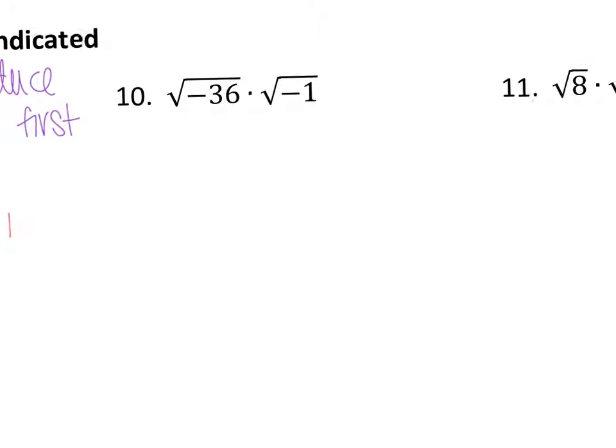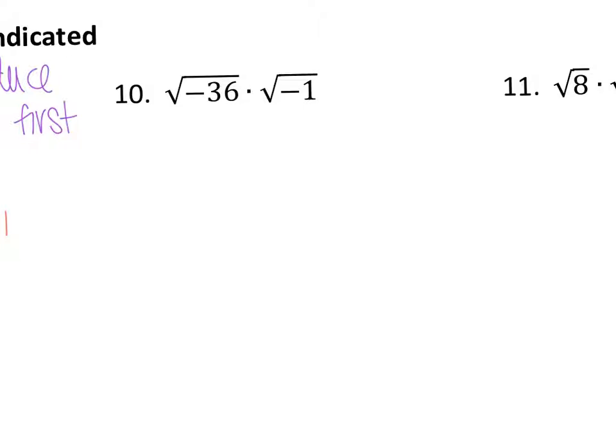Now let's move on to number 10. Number 10, I'm going to reduce first into my complex form. So I have i square root, not 30, but 36, times, well, square root of -1 is i. What's the square root of 36? Square root of 36, if you want to break it down, it becomes 6 and 6. I know this is a perfect square of 6 squared.